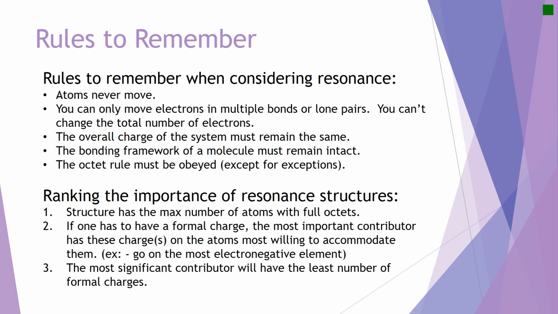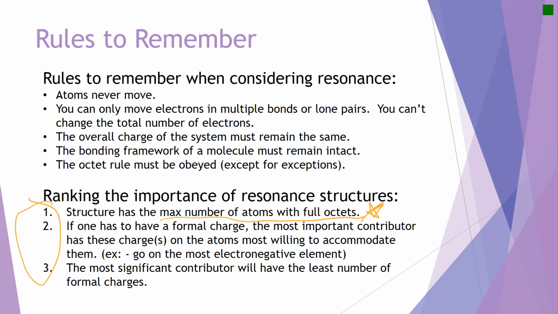All right. So what does this mean? Now I know that resonance structures exist, and I know that we can calculate these formal charges. Well, what you do is you calculate all these formal charges, okay? And then you follow these 3 steps that are down here. So the structure that has the max number of atoms with full octets will be your most favorable.